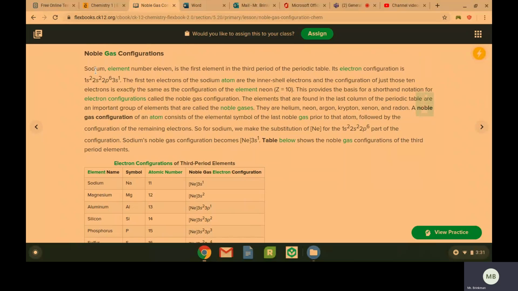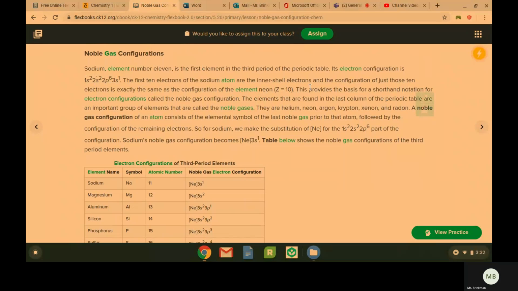They have 8 valence electrons. All right, so if we look at, let's say, sodium, it has the element number 11. It's the first element in the third period of the periodic table, so its electron configuration is right here. Now, the first 10 electrons, the ones in the inner shell, are exactly the same as the configuration of neon. So that is the noble gas that precedes sodium.